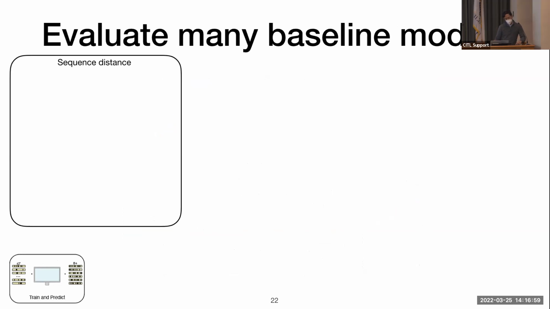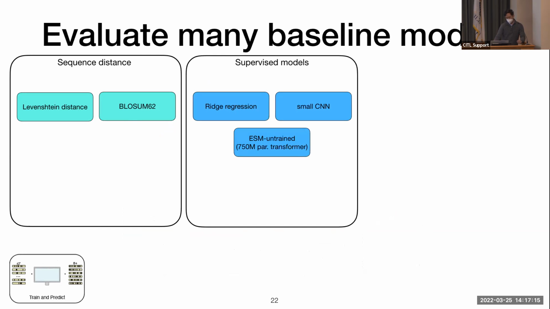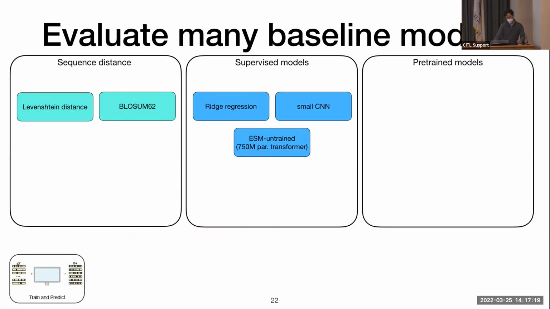We evaluated a bunch of baselines, including Levenshtein distance and BLOSUM62. These are very simple, not even machine learning models. Some supervised models with no pre-training, like ridge regression, or that tiny CNN, or ESM without training. And then also pre-trained ESM transformer models, pre-trained on either UniRef50 or UniRef90.